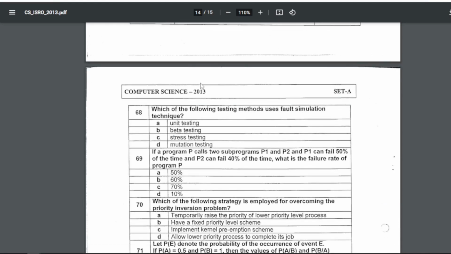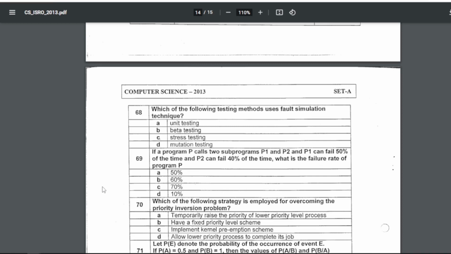Question number 68 is, which of the following testing methods uses a fault simulation technique? So basically our answer is D, that is mutation testing uses fault simulation. So basically mutation testing is a fault simulation technique. In this, the fault is introduced in the program by creating a mutant of the actual program.